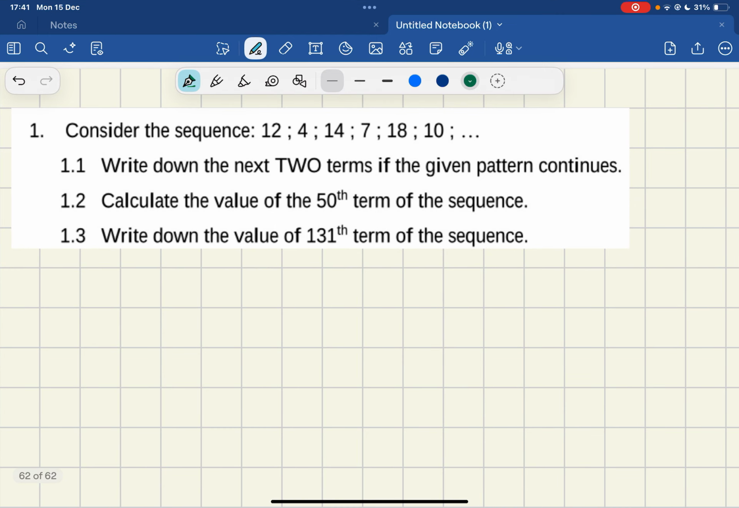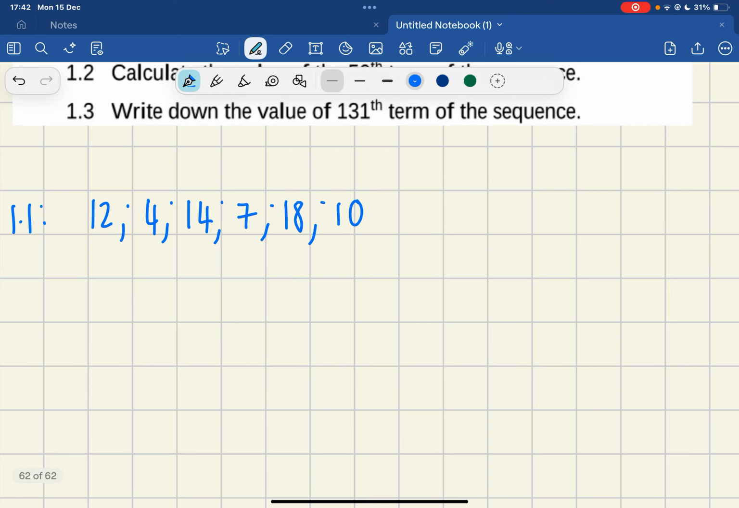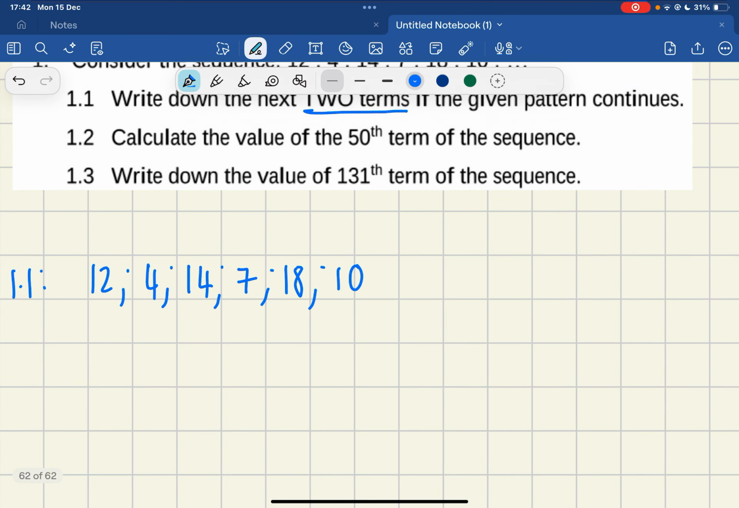Question 1.1 again. Now, boys and girls, question 1.1 states, write down the next two terms in the given sequence. So we see here, it cannot be arithmetic because from 12 to 4, you subtracted 8, and here you subtracted 10. Does it make sense? No, it doesn't. So we first follow our procedure. It does not fit the proper standard of an arithmetic, so arithmetic is out of the picture.